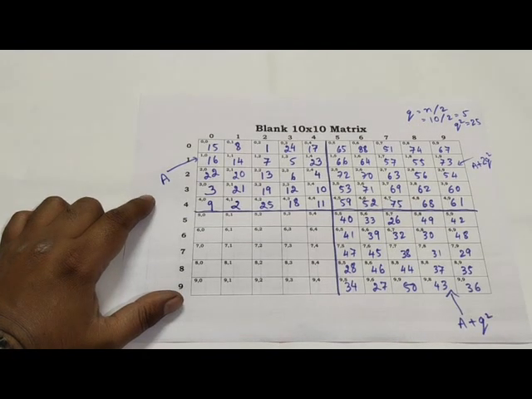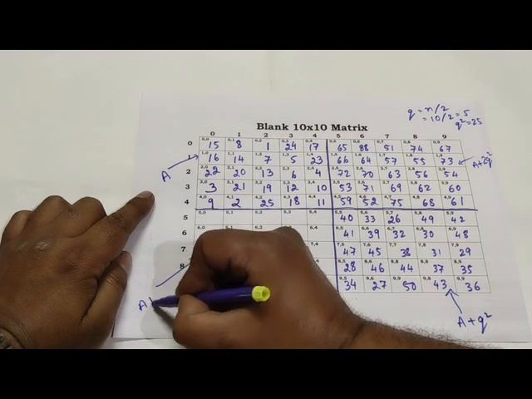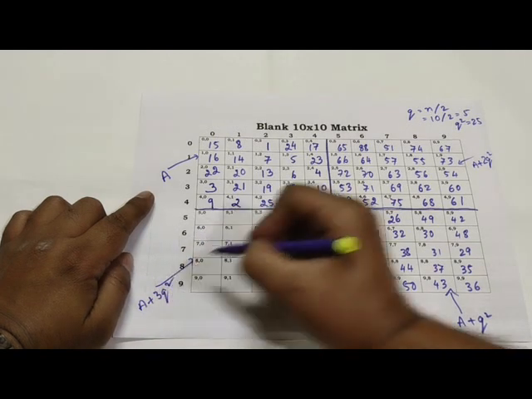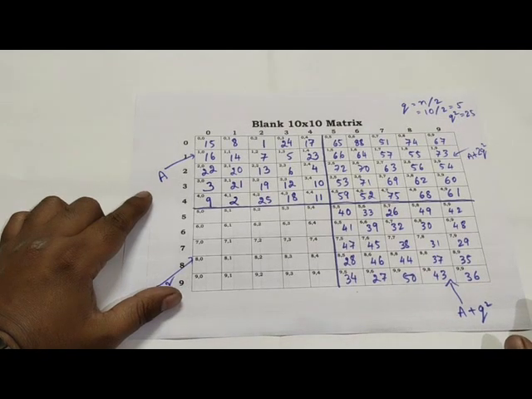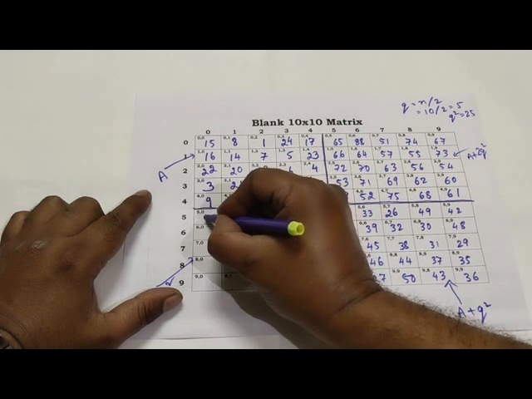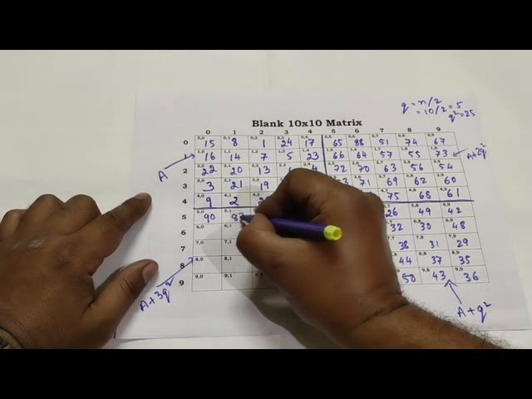Now for the fourth quadrant. Remember the fourth quadrant was A plus 3 into Q square. So we are going to write each of the elements now from here. So same way, 90 plus 83.